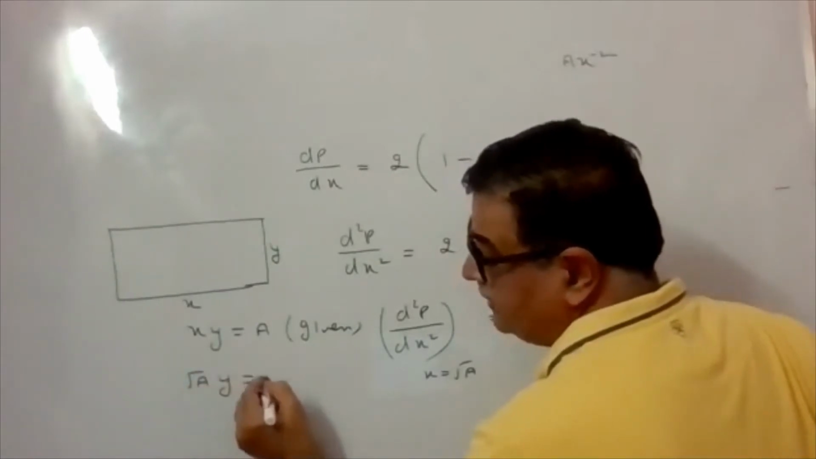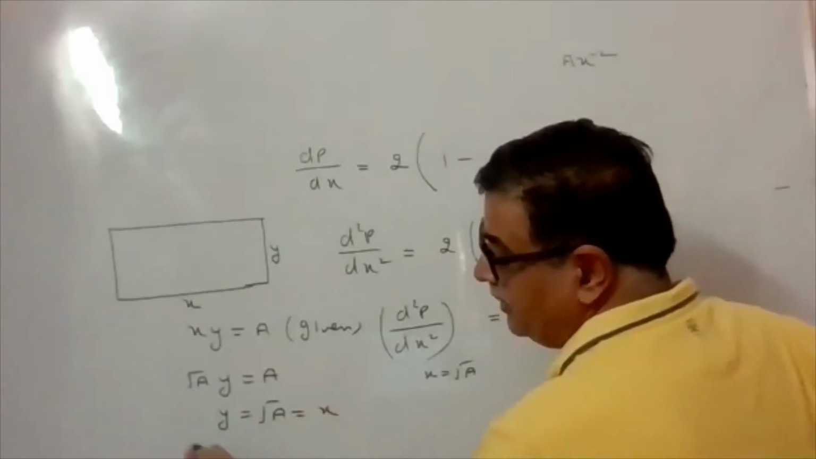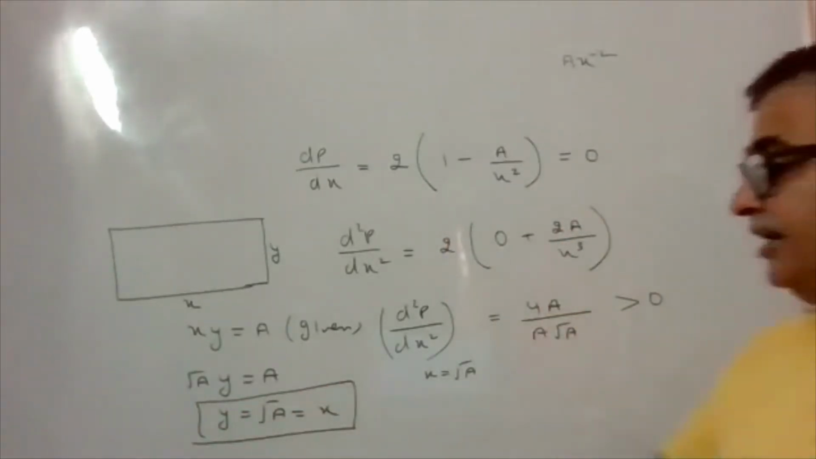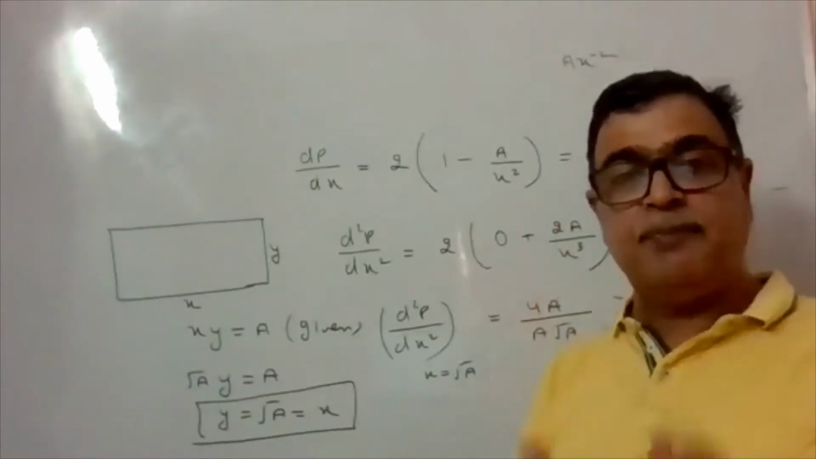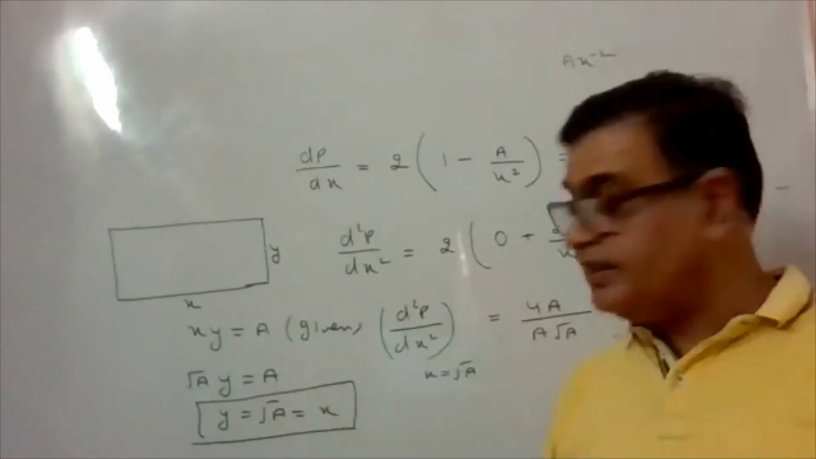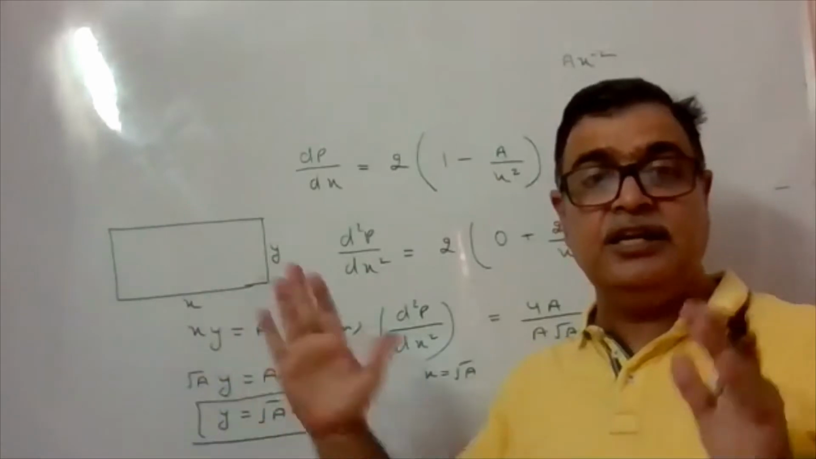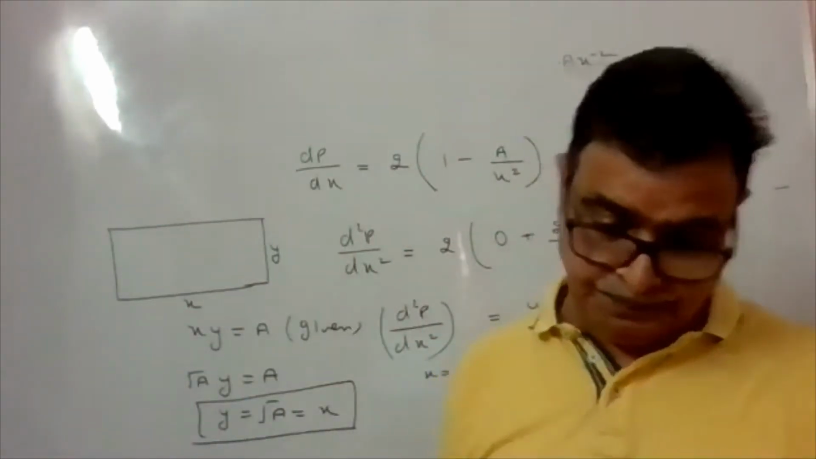Root a into y is coming a, so y is also coming root a, which is coming x. So what does that indicate? X and y both are coming root a. The parameter is coming minimum when x is root a, and at that stage we got x and y coming the same. That means this rectangle is actually a square when you have the parameter minimum.